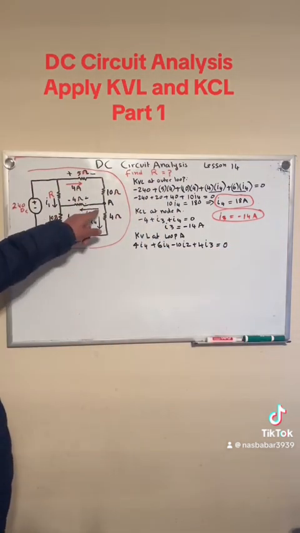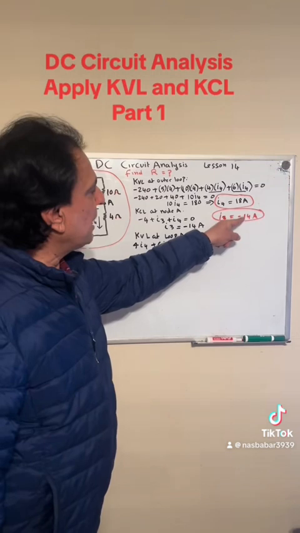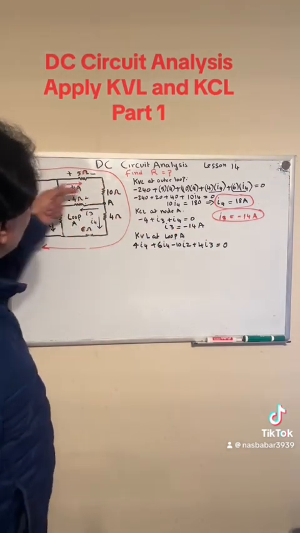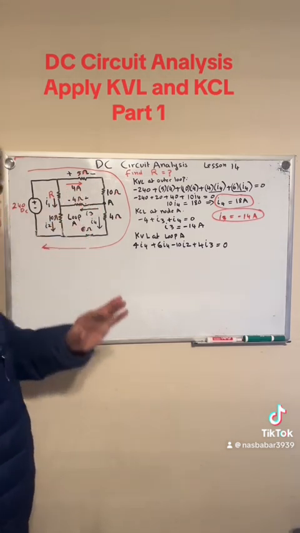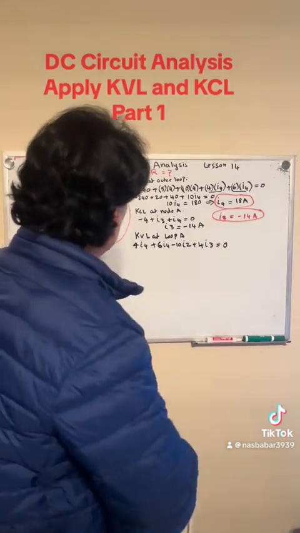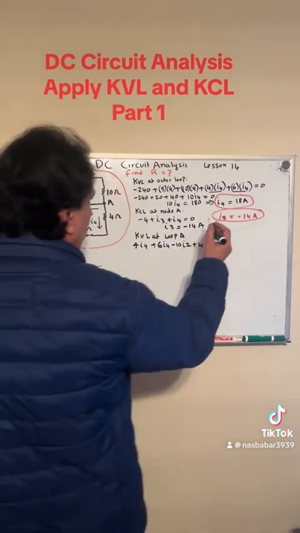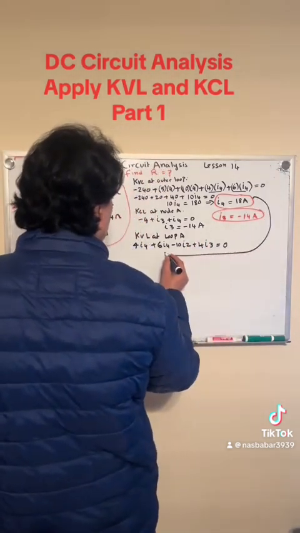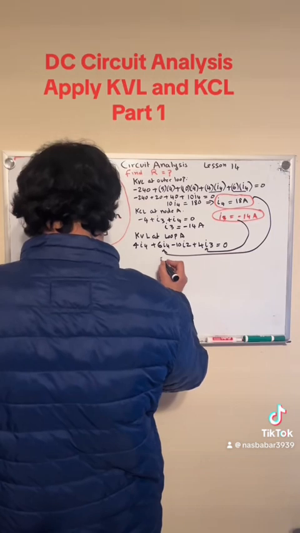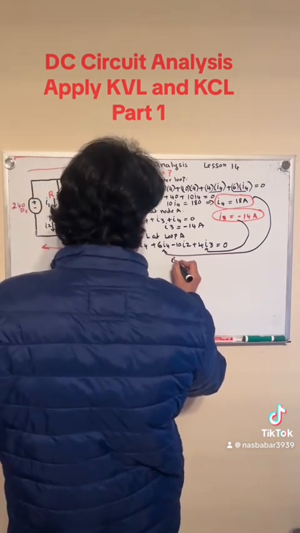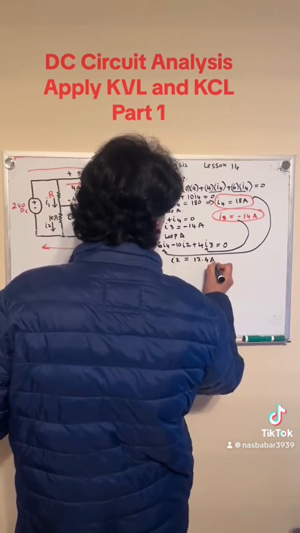Remember, I assumed that I3 is going this way, but when I solved for it I got minus 14, which tells me the current in reality is going this way. But I'm going to leave it the way it is, because if I change the direction of this arrow, it's going to mess up the whole calculation. So once we solve for this, I plug in the value of I4 right here and the value of I3 right here. My answer for I2 is going to be 12.4 amperes. So now we have I3.